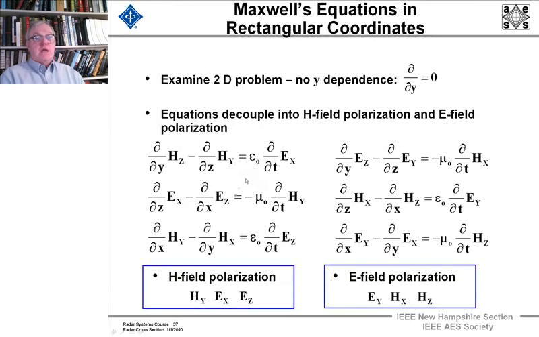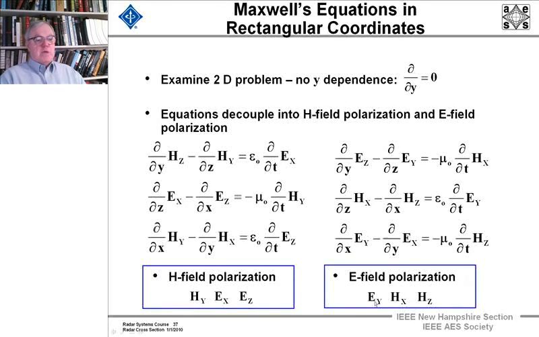Okay, let's look at this technique in a simple case that's easiest to visualize. A two-dimensional problem. There's no variance in the y direction. d/dy of all the fields is 0. And the equations decouple into an H field polarization and E field polarization. And the H field polarization just has an H sub y, an E sub x, and an E sub z.